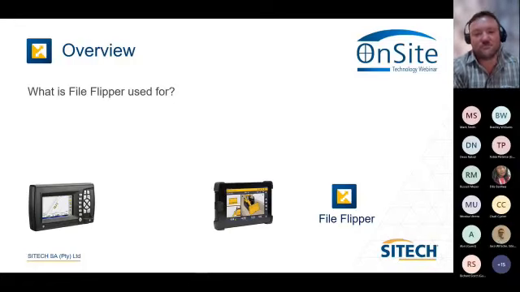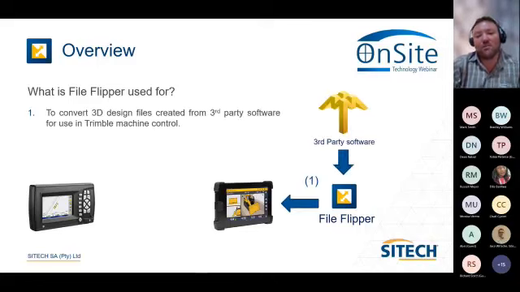And if you have a 3D design, let's say from a third-party software like Model Maker that you use, you can just export that file from that software package to File Flipper. Let's say it's an XML file, you export it as an XML file and you load it then into File Flipper, and that software app will convert it for you into the relevant file extensions and put it in the correct file structure.